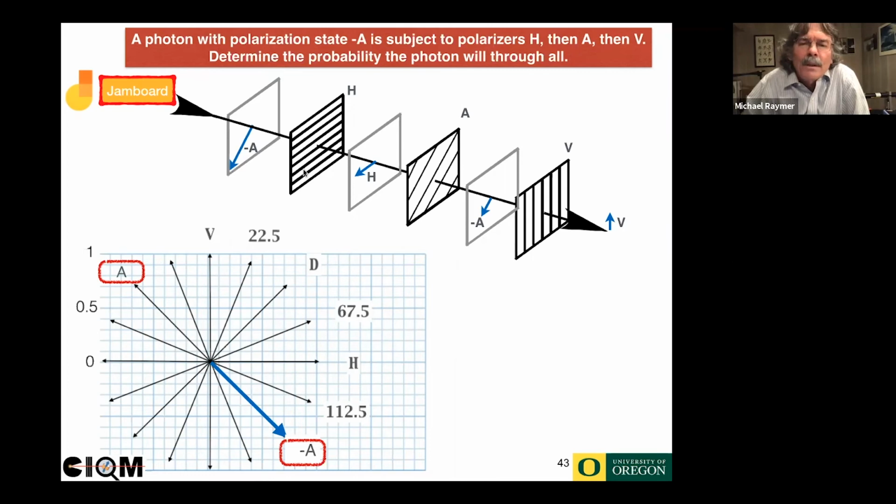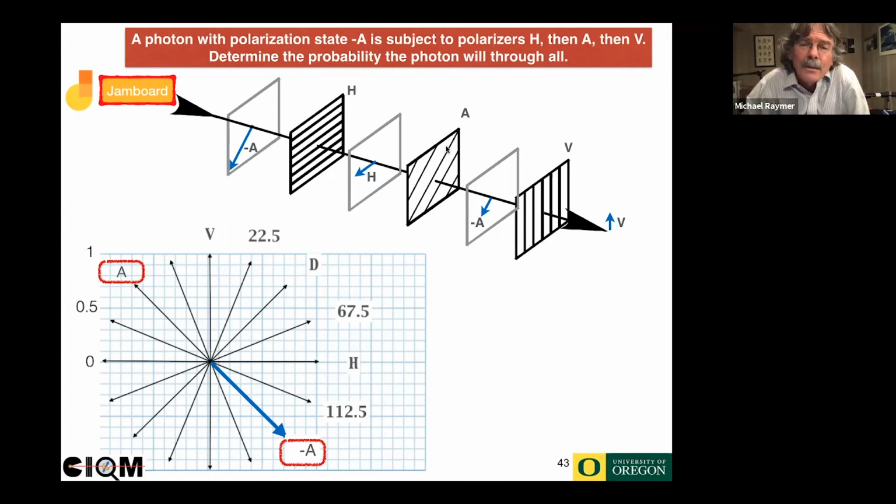is subject to a sequence of polarizers. Here's the horizontal one. We know from what Feynman said, it forgets its earlier polarization and it comes out H, because these are the slots, not the wires. It comes out H with a certain probability. It's not 100% sure it's going to go through that H because it's not in the same orientation as the original photon state.